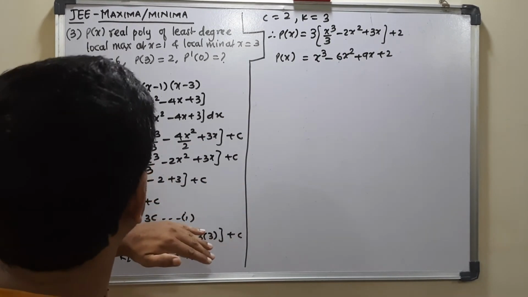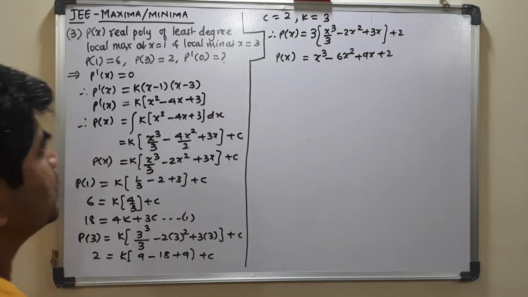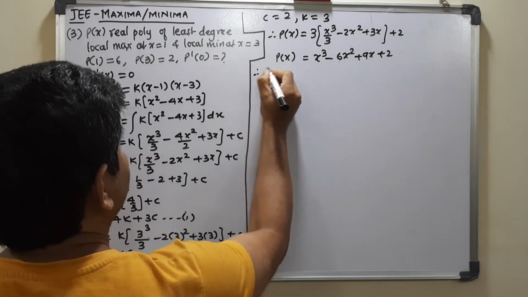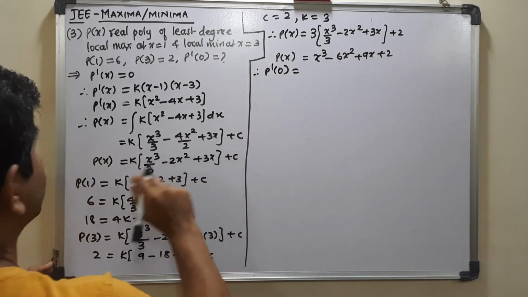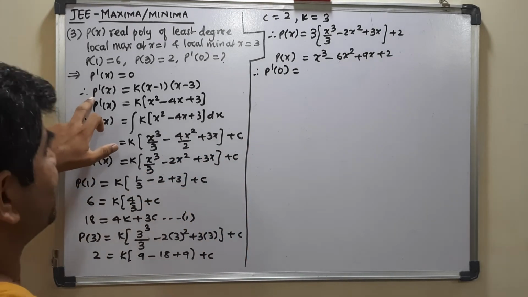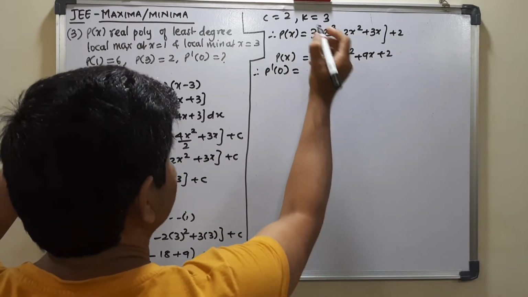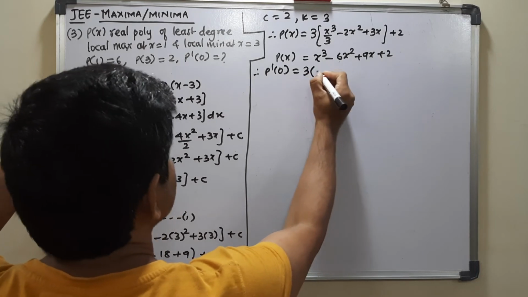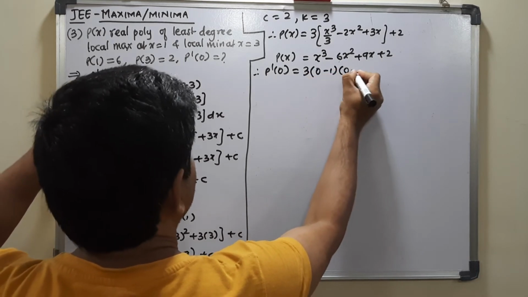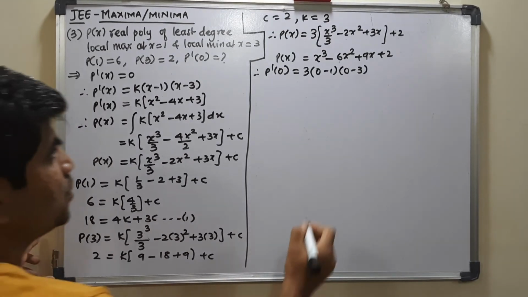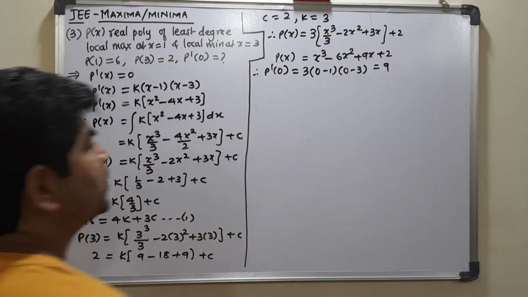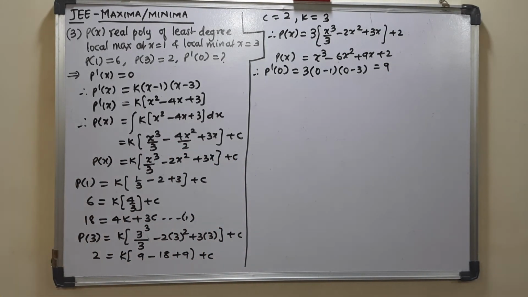Let me go to the question first. Acha, I require p dash 0. So p dash 0 will be, yes, this is your p dash, that is k into, and the k value is 3, into 0 minus 1 into 0 minus 3. So that will be equal to 9. Okay, so I get p dash 0 to be 9, and if the polynomial is asked, that also we have already found out.